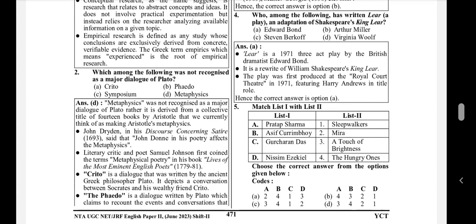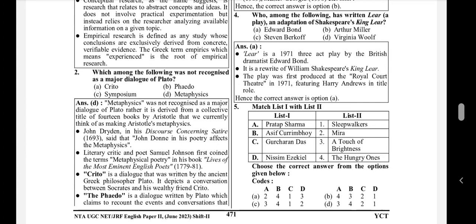Let's see the answer in a detailed way. Metaphysics was not recognized as a major dialogue of Plato. Rather, it is derived from a collective title of 14 books by Aristotle that we currently think of as making up Aristotle's Metaphysics. John Dryden, in his Discourse Concerning Satire, 1693, said that John Donne in his poetry affects the metaphysics. Literary critic and poet Samuel Johnson first coined the term metaphysical poetry in his book Lives of the Most Eminent English Poets, 1779 to 81. I think we have already seen this Lives of Eminent English Poets, which was written by Samuel Johnson.